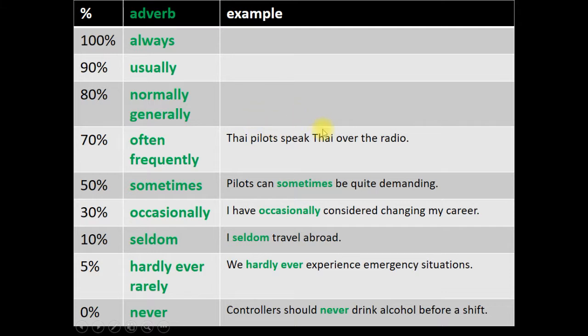Thai pilots speak Thai over the radio. How often? Often, or frequently. So, Thai pilots often speak Thai. Right? Often speak. Next, I enjoy my job. How often? Well, normally. I normally enjoy my job.